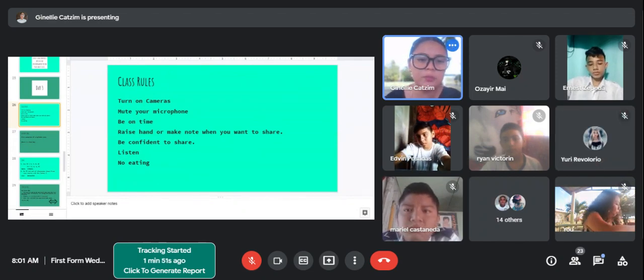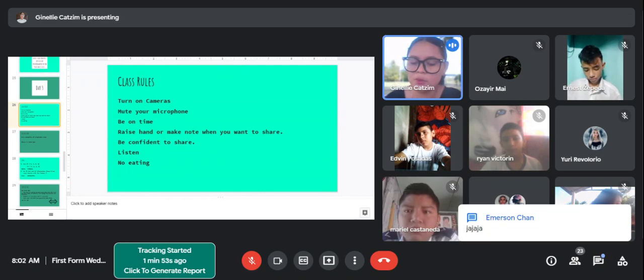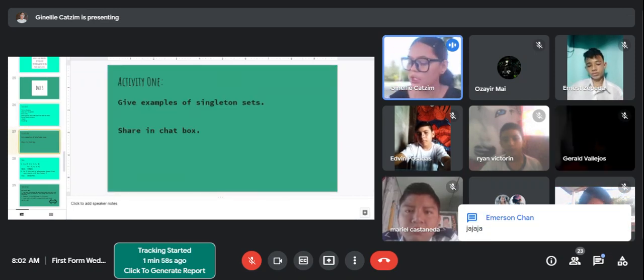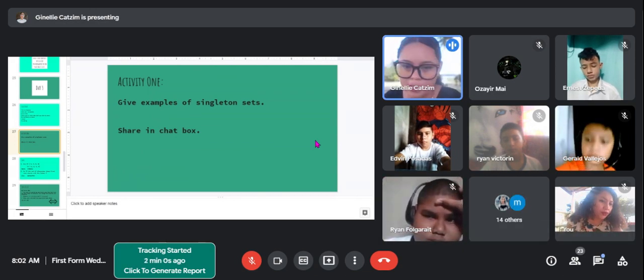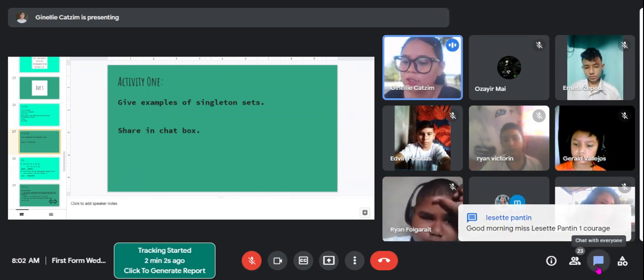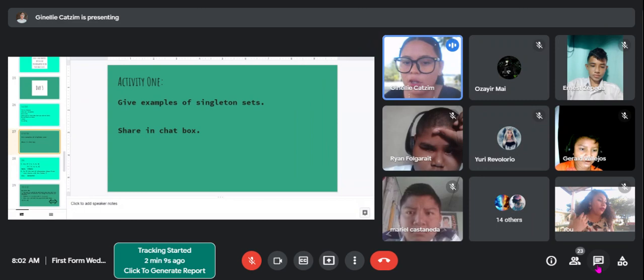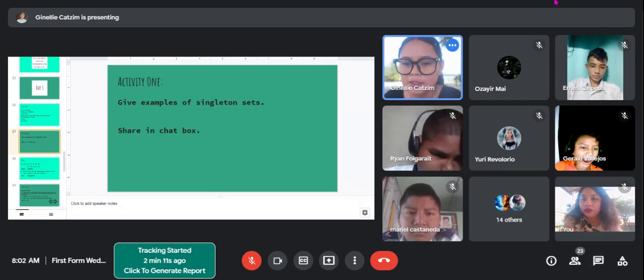So we'll start today's class with a short activity. You will give an example or examples of a singleton set. Remember, singleton comes from single, right? You will share this in the chat box. Give an example of a singleton set.